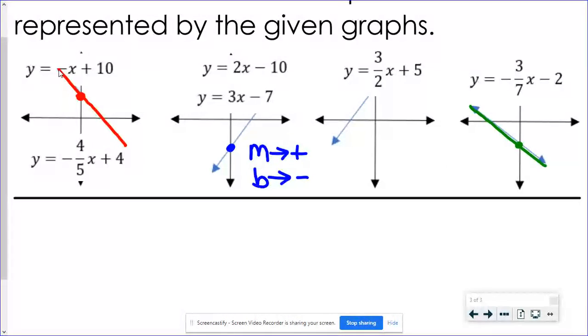Your formative today is going to be like this kind of a problem, where you might have more than one answer that could work, but you're looking at positives and negatives more than the actual values of the numbers.